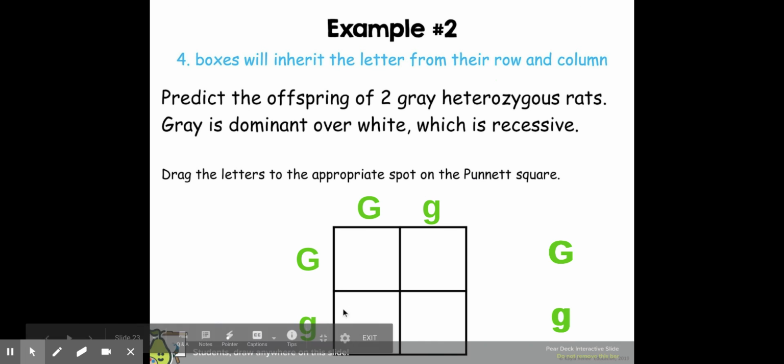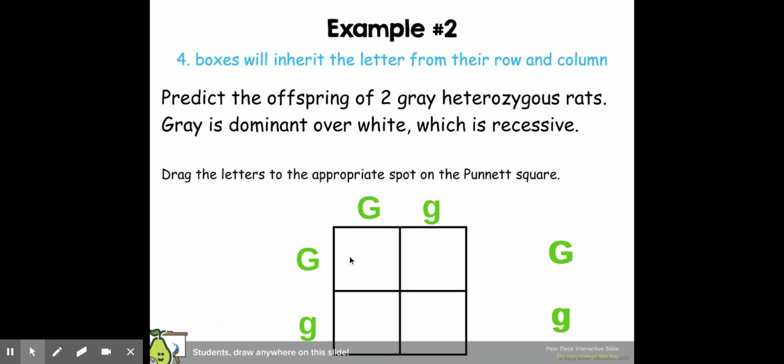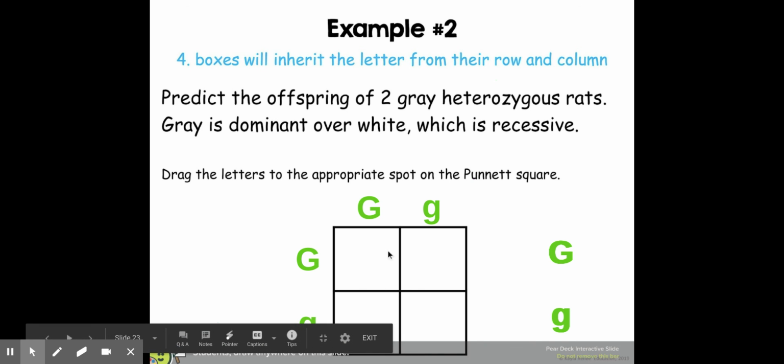This is what you should have, right? So you should have this capital G, lowercase g, lowercase g. So now we're going to predict what the offspring will get. So we're going to just copy down uppercase, uppercase, uppercase, lowercase, right? And continue on filling in the inside of the box. Remember, guys, if I'm going too fast, feel free to pause and complete each slide as you need.